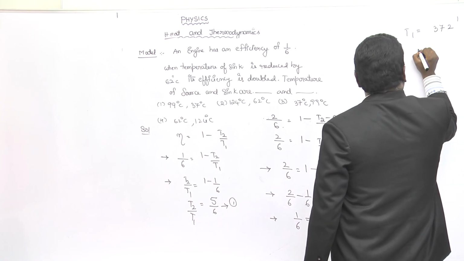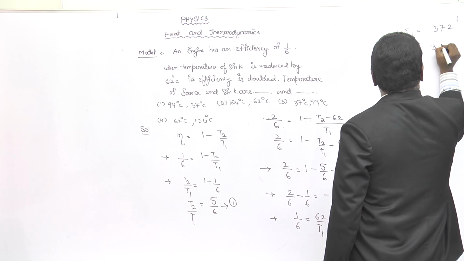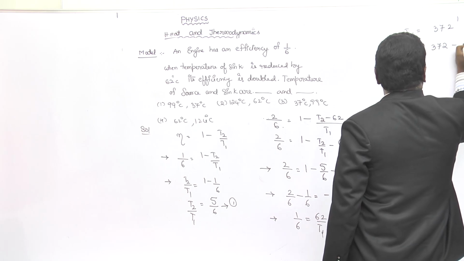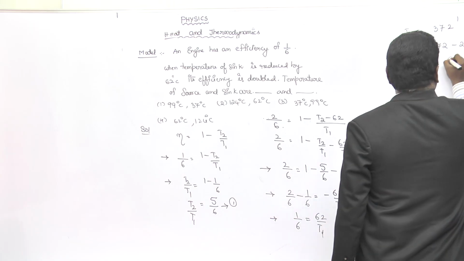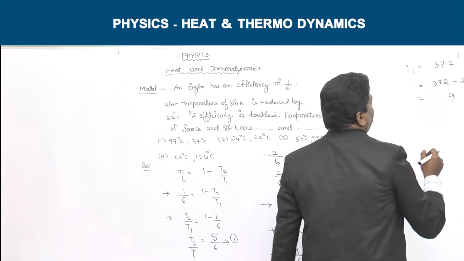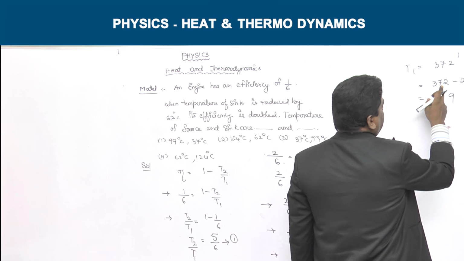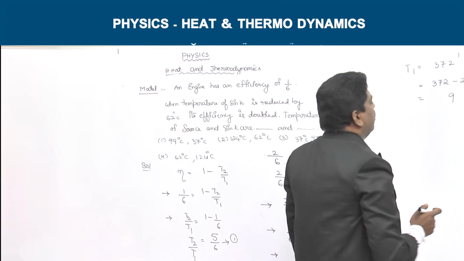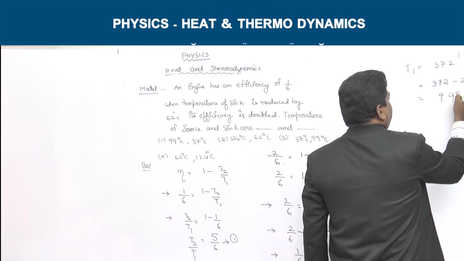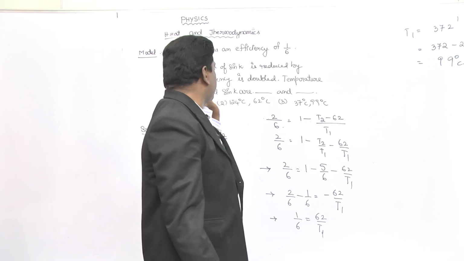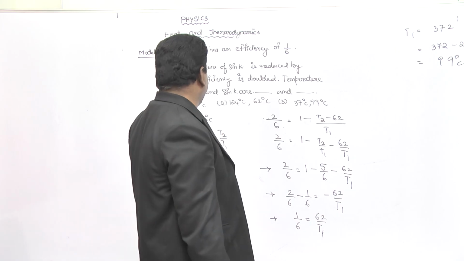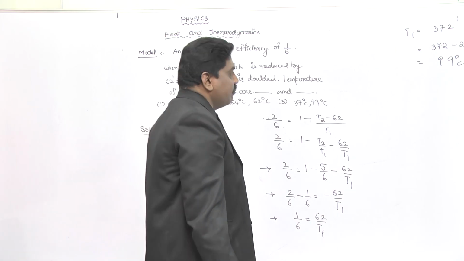372. If we subtract 273 from that, 372 minus 273, we get 9, and here 16 minus 7 is again 9, so we have 99 degrees Celsius. So the source temperature is 99 degrees Celsius. It may be the first option, okay.